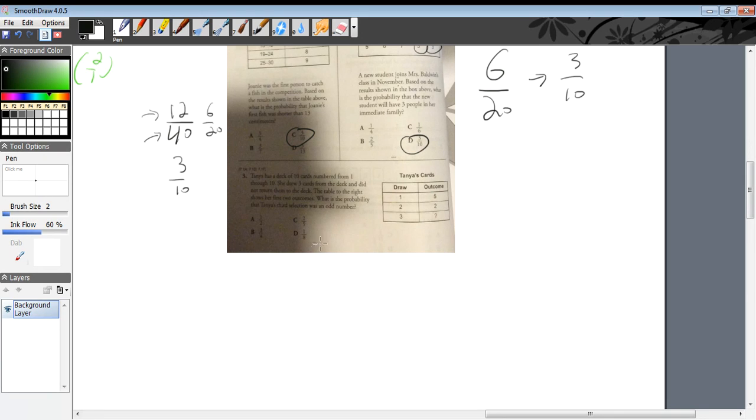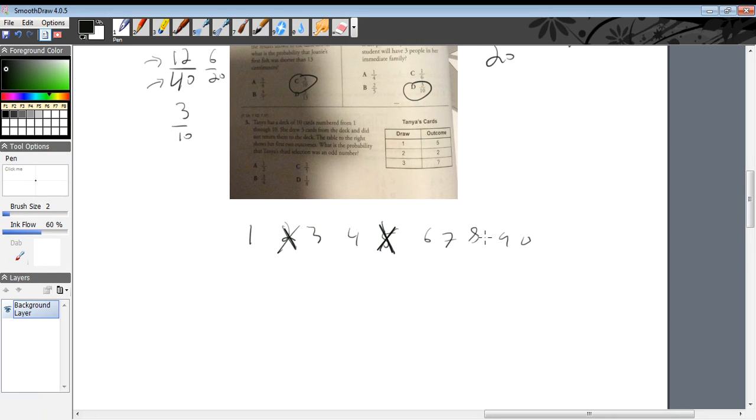Oh, I gotta finish this in 28 seconds. Tony has a deck of 10 cards numbered from 1 to 10, 5, 6, 7, 8, 9, 10, and did not return the deck. She drew 3 cards. She drew a 5, so this one is done. She then drew a 2, so this one's done. Now, what's the probability of all the rest that she selects an odd number? So 1, 2, 3, or 4. So it's 4 out of 1, 2, 3, 4, 5, 6, 7, 8. 4 out of 8. 1/2.